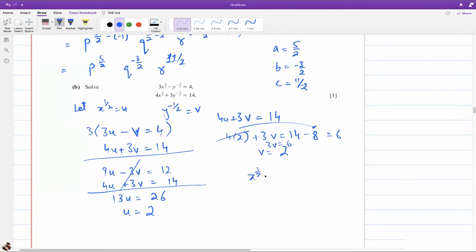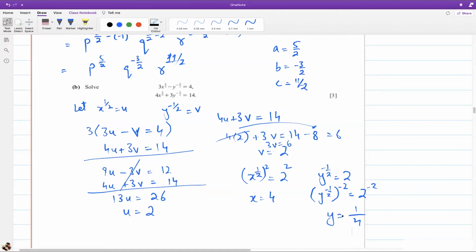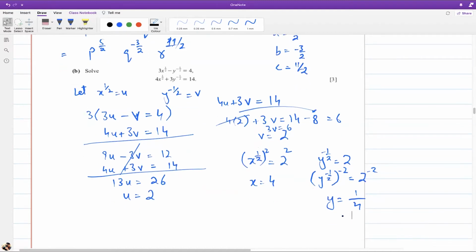I'm going to convert them back. So x power half is equal to 2 and y power minus half is equal to 2 again. So this becomes x equals 4, because of squaring both sides. And for this one, I will have to raise it to the power minus 2, or I can just convert it through some algebra. This will become y power minus half, all to the power minus 2, is equal to 2 power minus 2, which is nothing but y is equal to 1 over 4. It's not minus 4, remember that. It is y is equal to 1 by 4. So I found x and y both. All right.